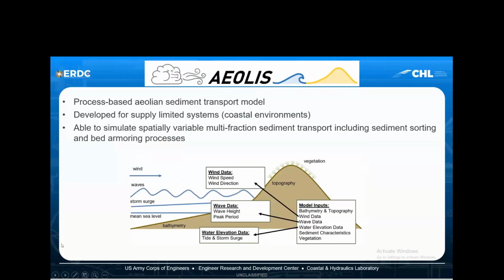So just to reiterate, Aeolus is a process-based Aeolian sediment transport model developed for supply-limited systems such as coastal environments. It can simulate spatially variable multi-fraction sediment transport, and it is able to simulate the sediment sorting and the bed armoring processes that I just talked about in the last slide. So it is pretty well suited for coastal environments, and recent developments are including surface moisture and surface roughness changes, as well as vegetation capabilities.